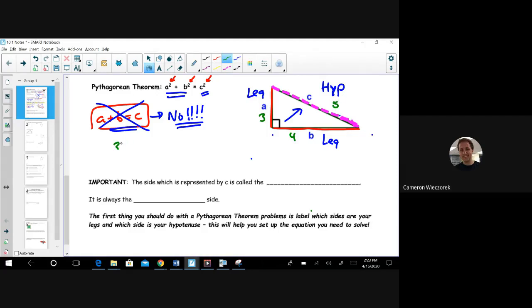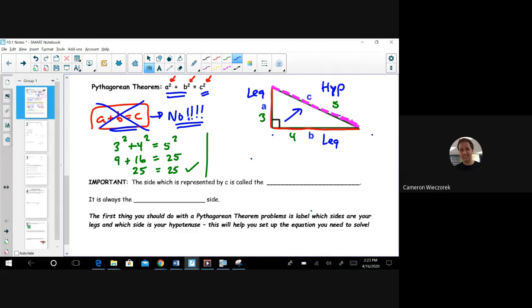Okay, you can check this. 3 squared plus 4 squared does equal 5 squared. Okay, 9 plus 16. 5 squared is 25. 9 plus 16 is 25. 25 equals 25. Well, that works.